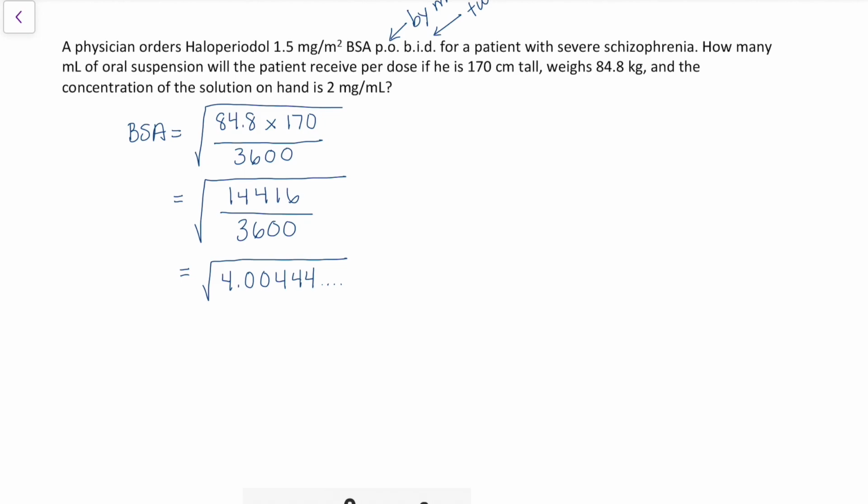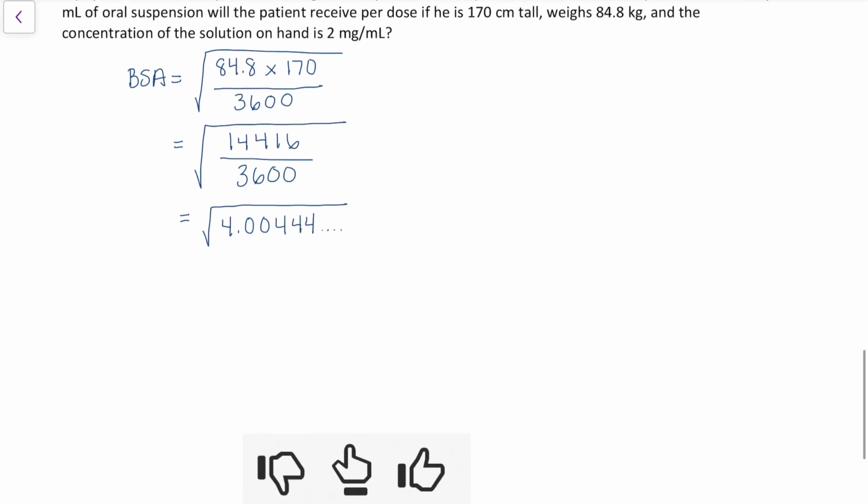So I'm going to keep that number on my calculator, and I'm now going to square root it. And I get 2.00111, and so on, meters squared. Again, we're keeping that number because we need to use it in a calculation. So I don't want to round that number. I want to keep as many decimals as I can to be as accurate as possible.